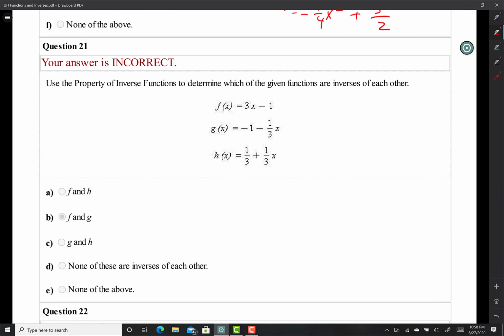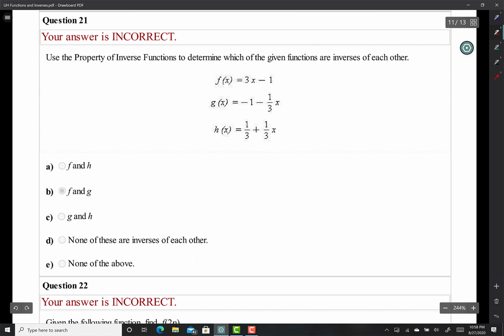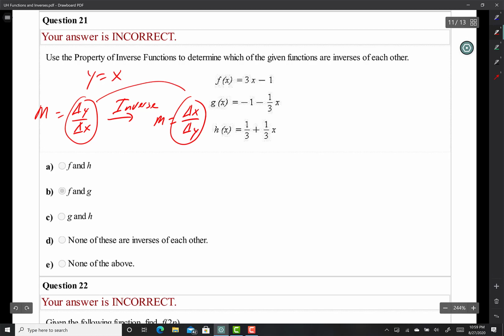Alright, use the property of inverse functions to determine which of the given functions are inverses. You can tell this real quick, guys, just by looking at your slopes. So remember the property of inverse functions. If you have your original, the slope is going to be the change in y over the change in x. But for your inverse function, your slope is going to be the change in x over the change in y. So there's a word for that. The word is reciprocal.